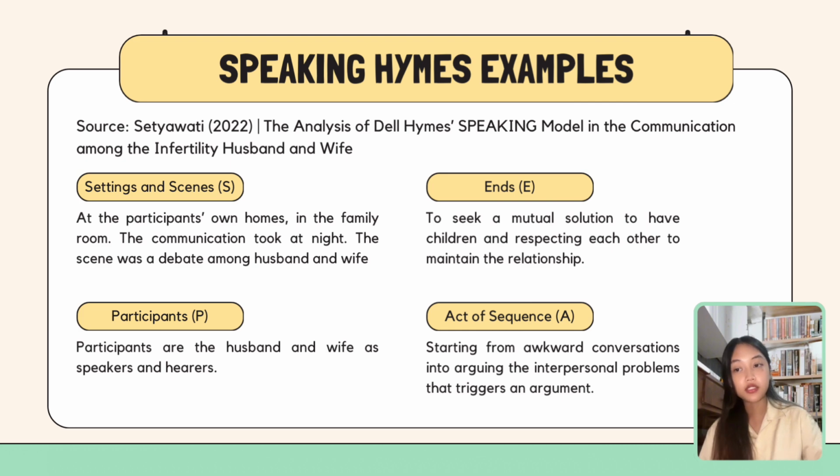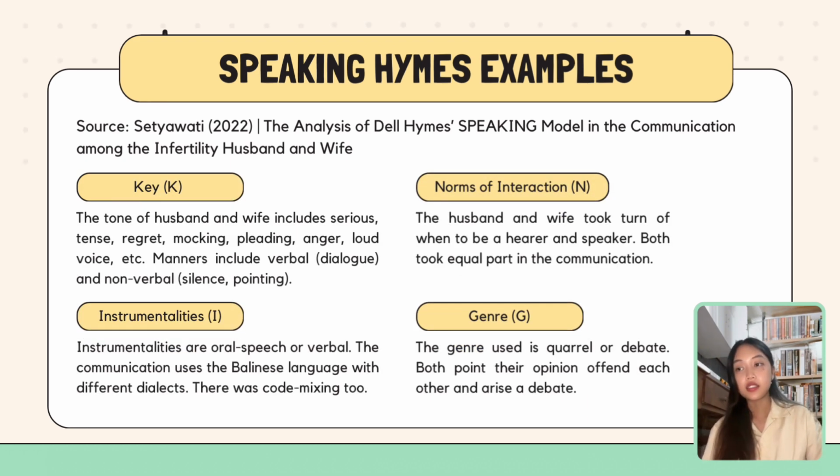And then act sequence, starting from awkward conversations into arguing. It started as awkward conversations, and then suddenly they got serious, and then that started problems, and that became an argument. So it's the sequence of the conversation. And then for the key, they have a serious tone, anger, and a loud voice. So it's the tone of them talking. And then for the manner, they also use a little bit of non-verbal communication, the way they point at the other person, the way they silence each other, stuff like that. So it's all part of the way that they deliver the conversation.